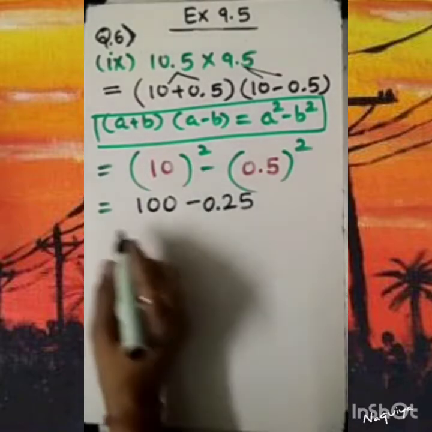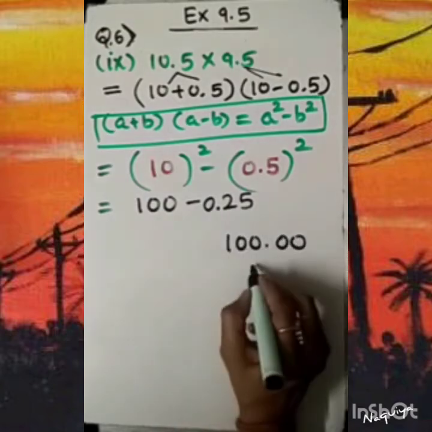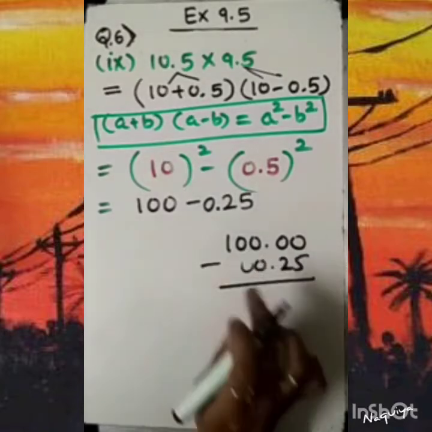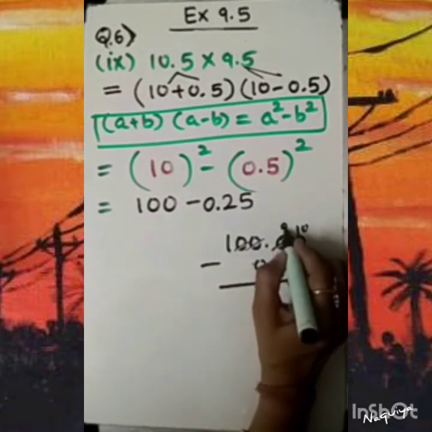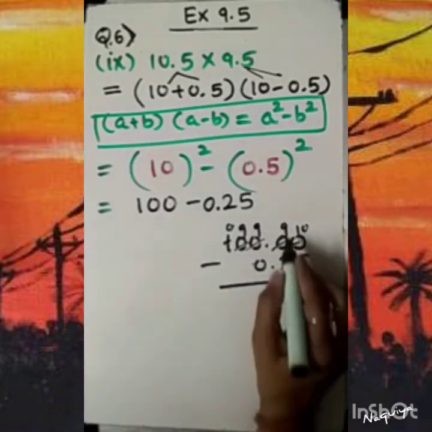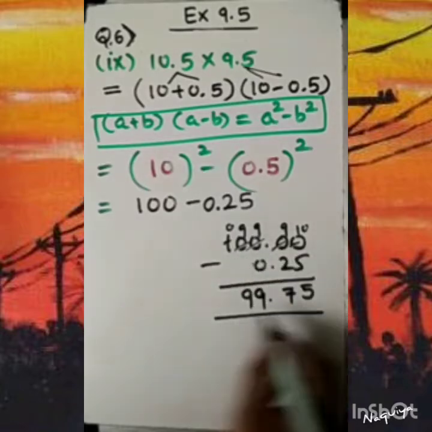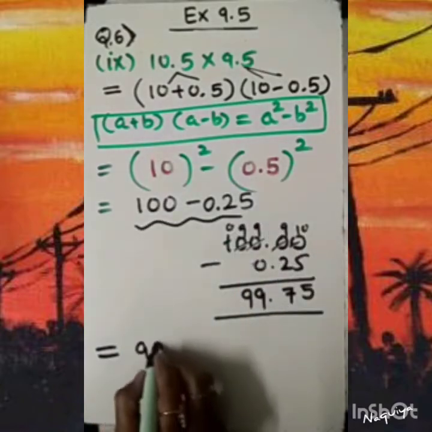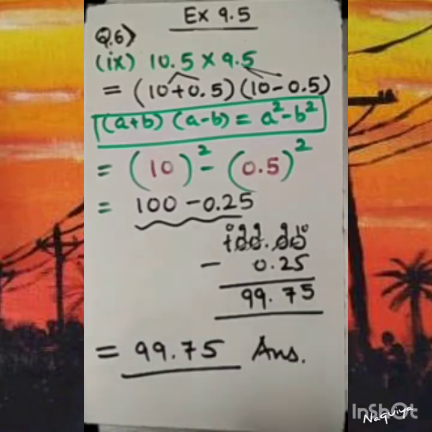Okay, so how to subtract it? I am showing you. 100.00, we are subtracting 0.25 from it. Okay, so only 1 0. I have to borrow, so here 10, 9, 9, and here it will become 0. So 10 minus 5 is 5, 9 minus 2 is 7, 9 minus 0 is 9, and this is 9. So the answer will be 99.75. This is the solution for question number 6.